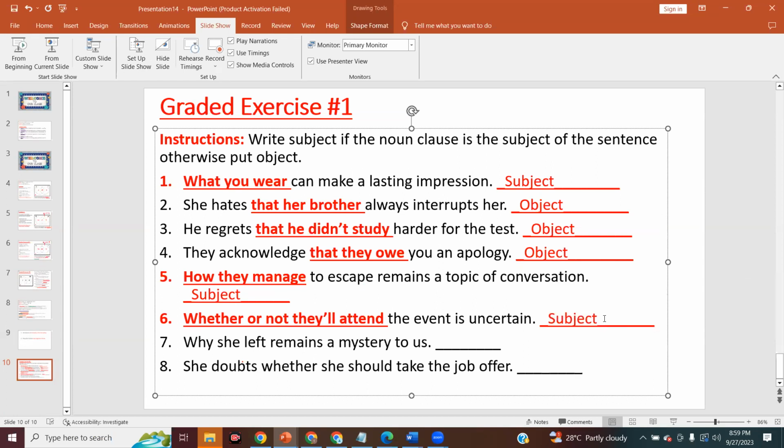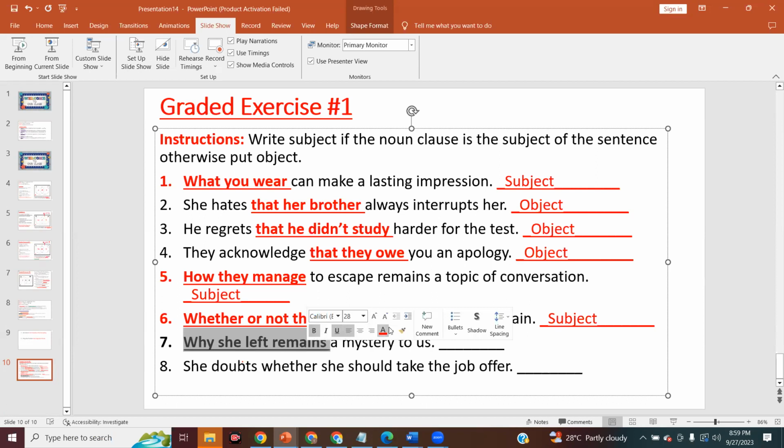All right. Remember, the relative pronoun must come. If it comes after the verb, then it is object. Okay, why she left remains a mystery. Why she left remains a mystery. Object. Subject, yes, subject. Subject, very good. And it's going to be subject again.